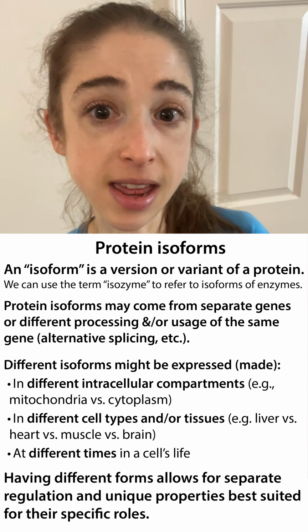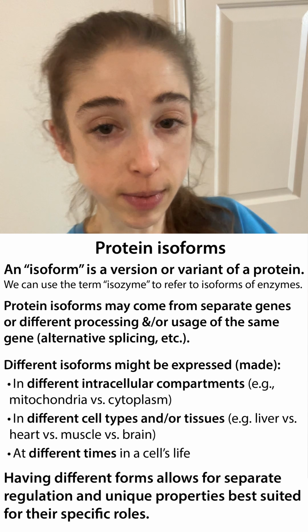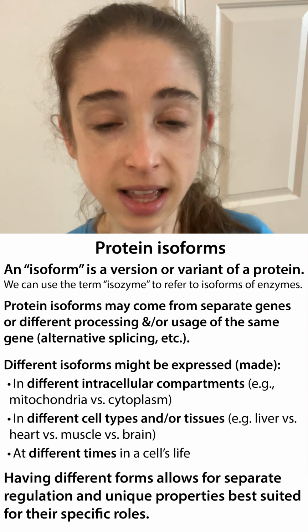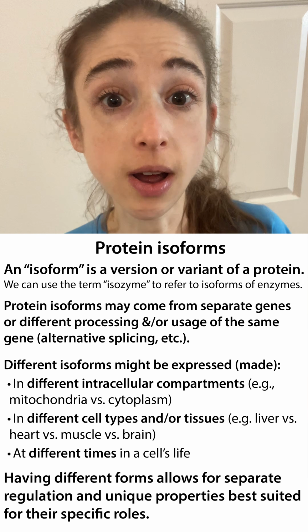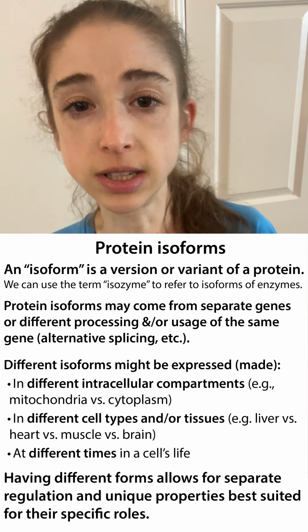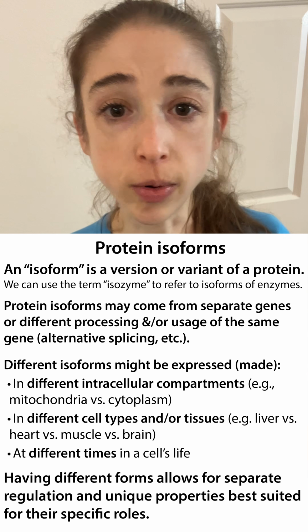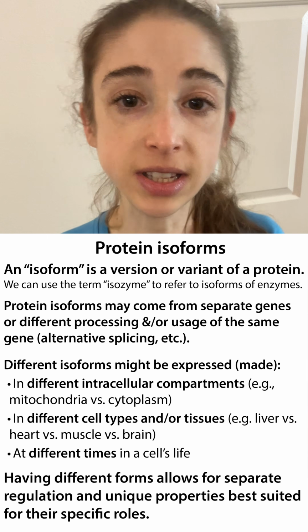You might have an isoform that is made in your liver and an isoform that's made in your brain and one that's made in your muscles. And they have slightly different properties that allow them to better suit the tissues they're in. You could also have isoforms in your mitochondria versus in your cytoplasm. You might have isoforms that are made at different points in life. So there are a variety of different reasons why you might want to have these different isoforms.